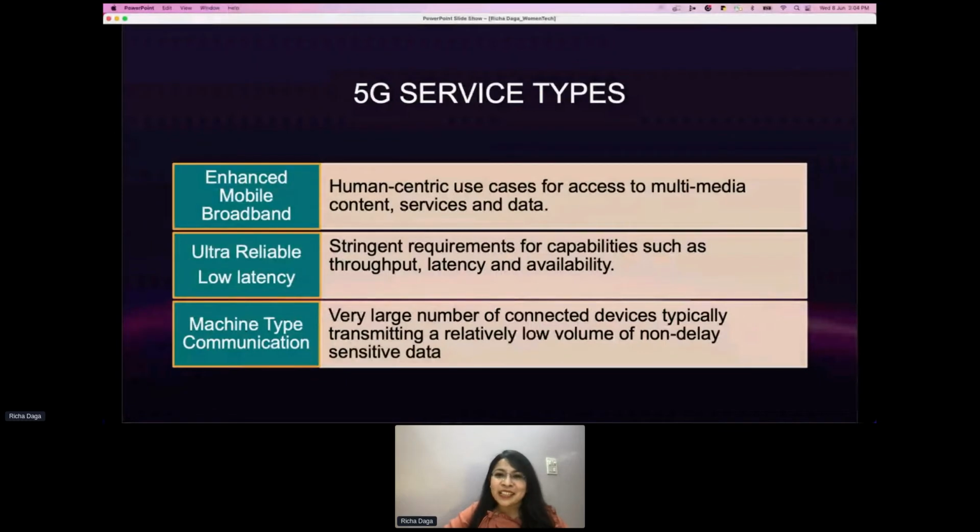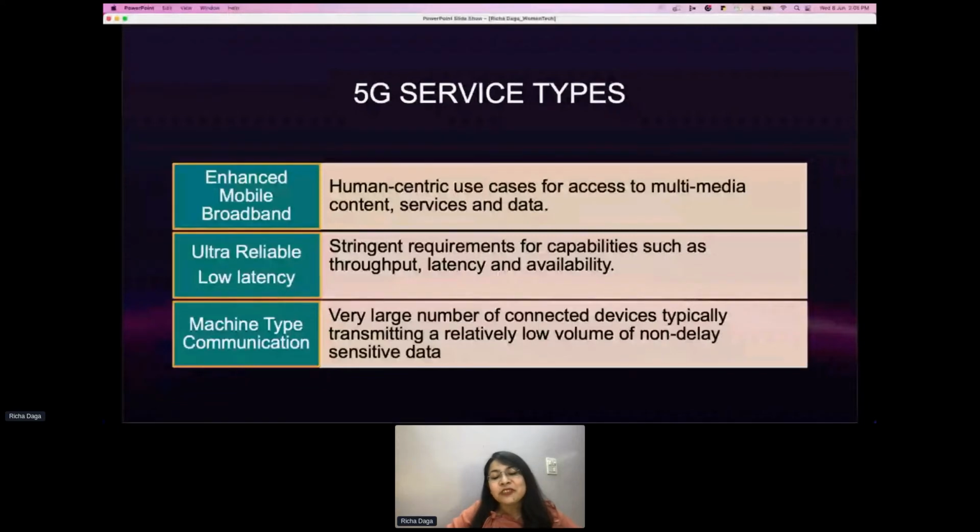So that's why comes the next use case of 5G, that is ultra reliable low latency communication. URLLC can support real time mission critical communication like autonomous driving, industrial robotic automation, and emergency disaster response. So the tactile response time with this use case is expected to be less than 1 millisecond. So this use case has stringent requirements for capabilities such as throughput, latency, and availability.